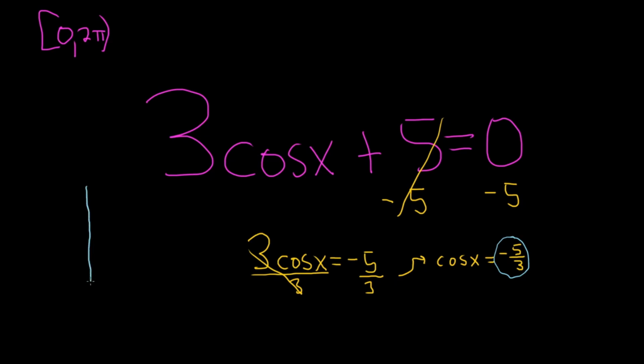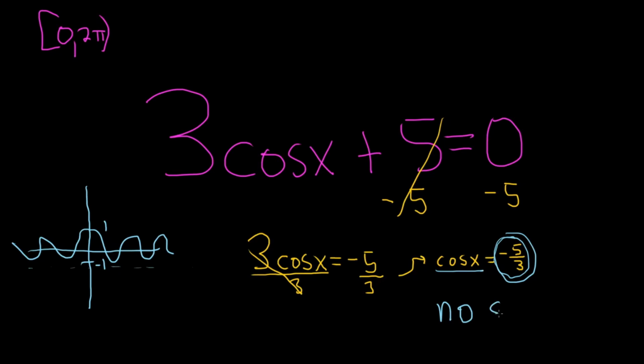If you think about the graph of cosine, it looks something like this. It's a wave function. It's a pretty bad picture, but the biggest it can be is 1, and the smallest is -1. So this is a number smaller than -1. So there's no way the cosine function will ever be equal to that, because the smallest it can be, according to the graph, is -1. So the answer here is that there is no answer. There is no solution.